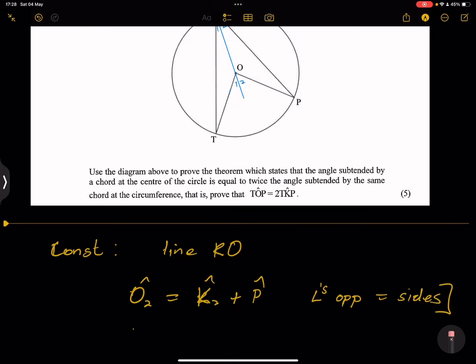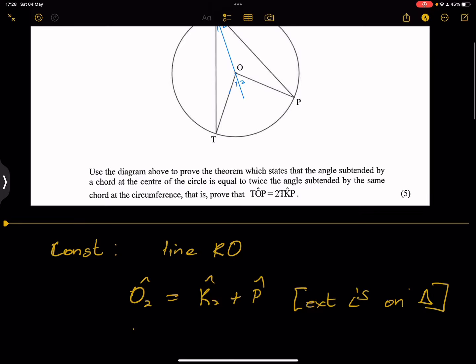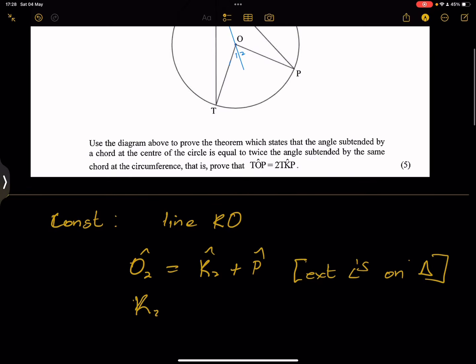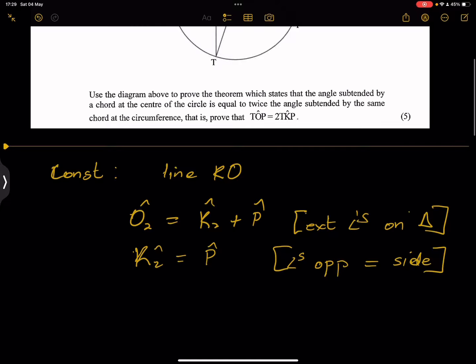Actually, I stated something incorrect there. That's K2 plus angle P. But why is that? Because they are exterior angles on a triangle, right? But we know that K2 is equal to angle P. That's where we've got angles opposite equal sides, or you can say that it is the base angles of an isosceles triangle, right?